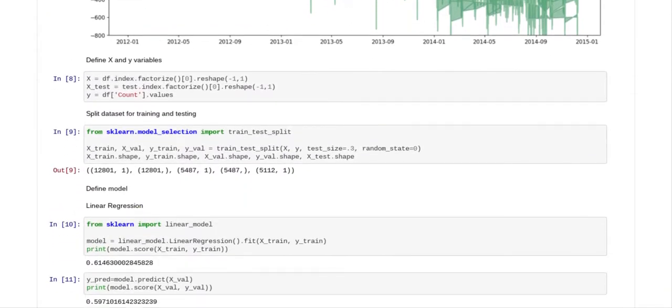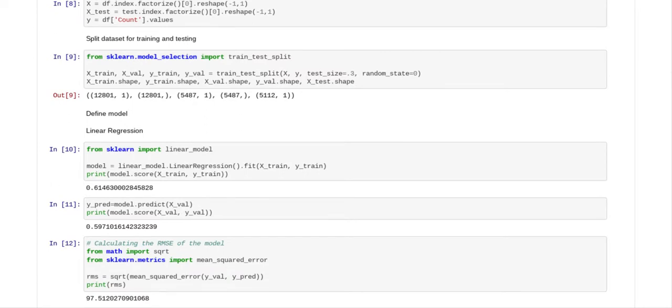Then we defined our X and our Y values. X is df.index.factorize()[0].reshape(-1,1), and X_test equals the sample test index factorize()[0].reshape(-1,1), and Y is df.Count.values. Then we split our dataset for testing and training: X_train, X_val, Y_train, Y_val equals train_test_split on X, Y, test size 30%, random state 0. Then I wanted to check the shapes of all the datasets that were created.